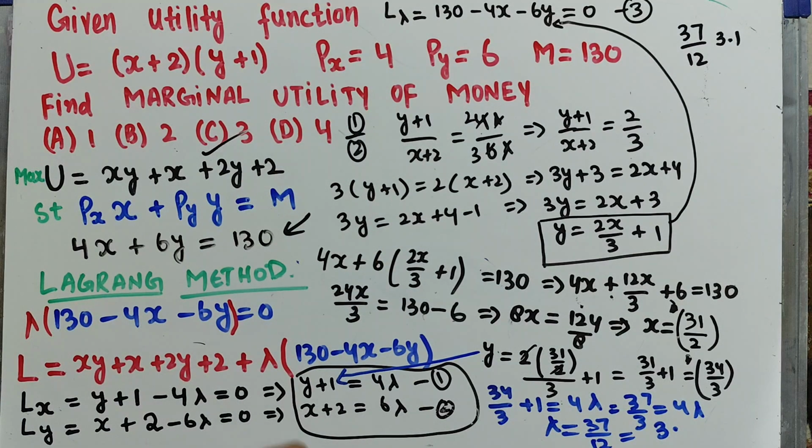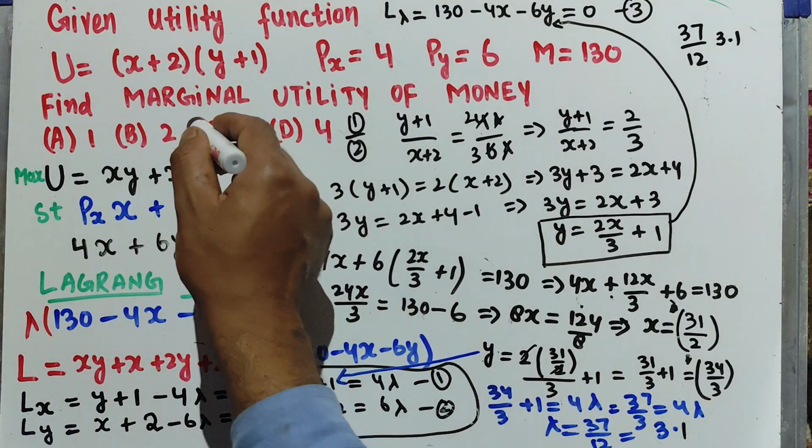Okay, let me be very clear, I am not sure about the calculation, but this is how we find out the marginal utility of money. When we have found the value of the optimal consumption bundle, we need to plug the values of x or y either in equation 1 or equation 2nd to find out the value of lambda, which gives us the marginal utility of money. When we solved it here, we got the value of lambda is equal to 3.1. So the correct option should be C option.